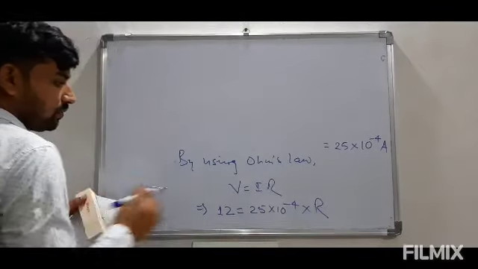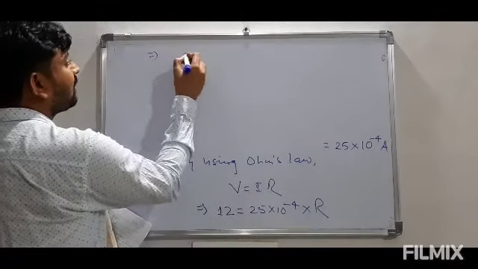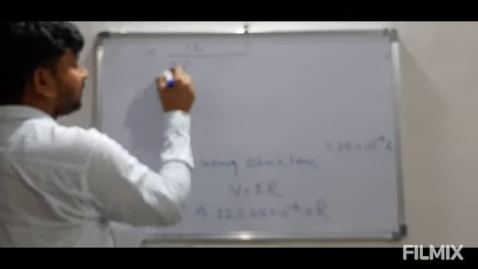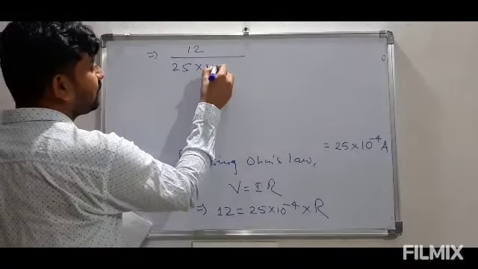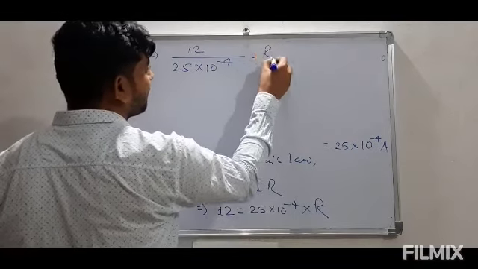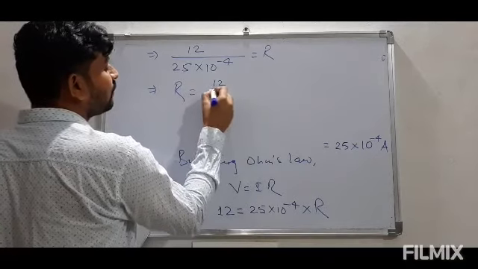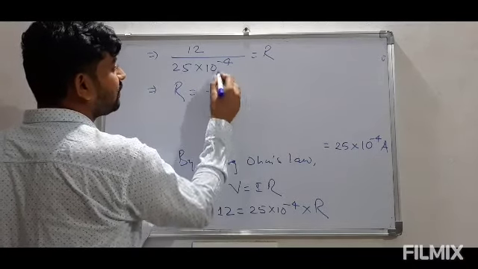So now look at this. If we need the value of R, this will be 12 upon 25 into 10 raised to power minus 4. So from this we can write R is equals to 12 upon 25 into 10 raised to power minus 4, with this minus sign.